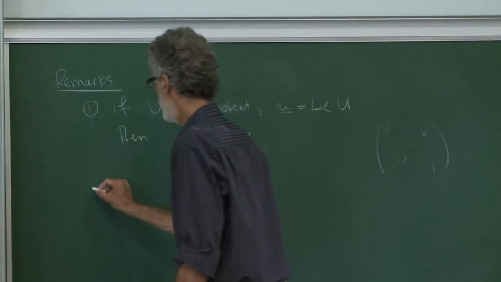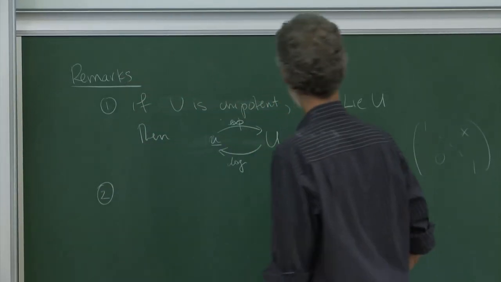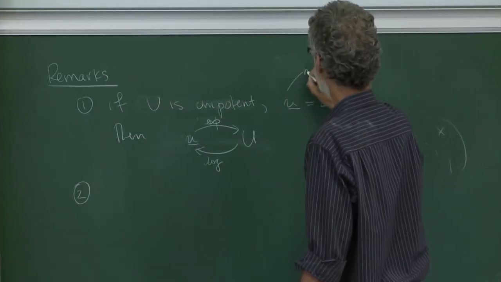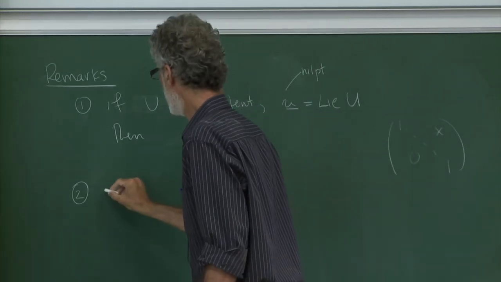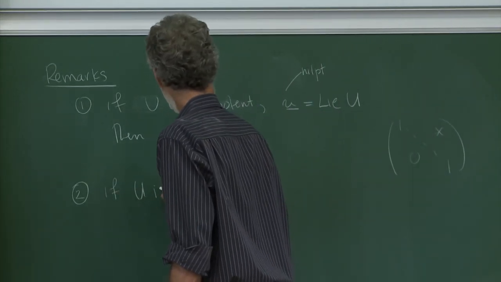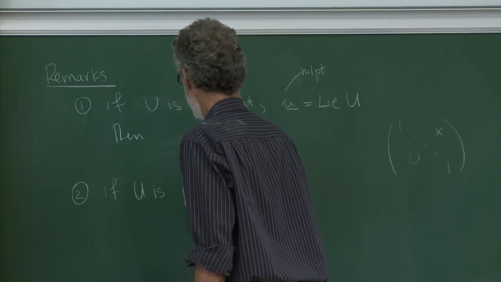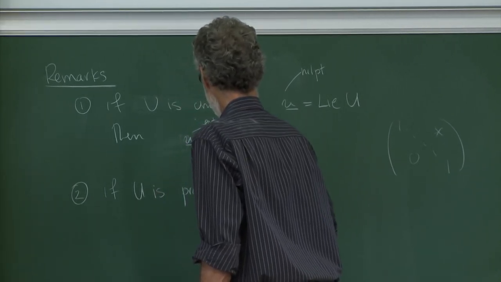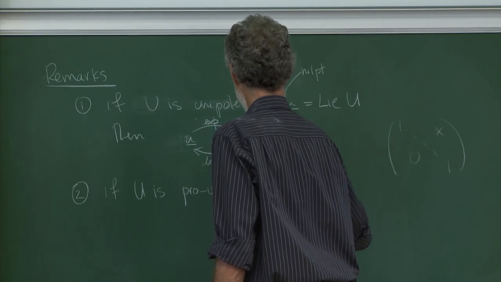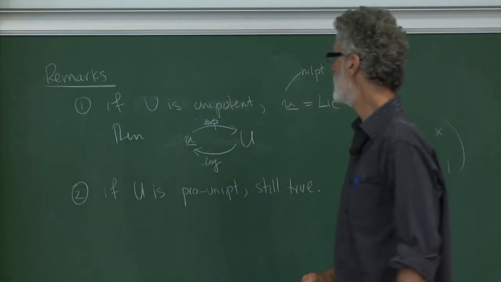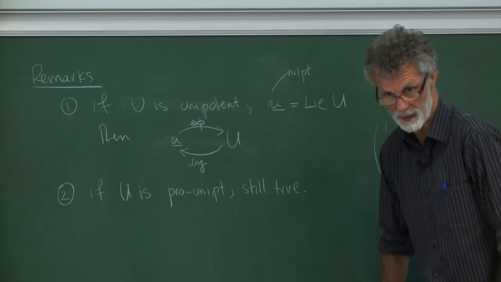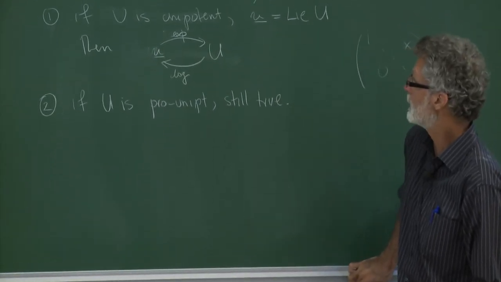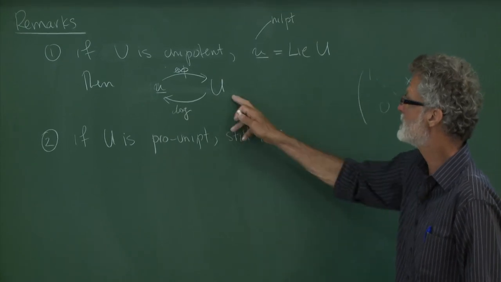And so if you have a unipotent group, its Lie algebra is going to be nilpotent. If U is pro-unipotent, it's still true. Every pro-unipotent group is isomorphic to its Lie algebra by the exponential and logarithm maps. That means to know this, you just have to know that.